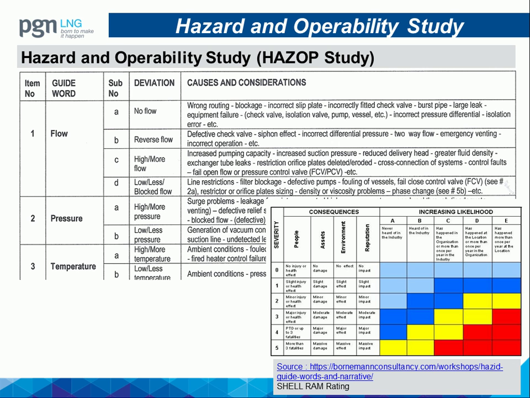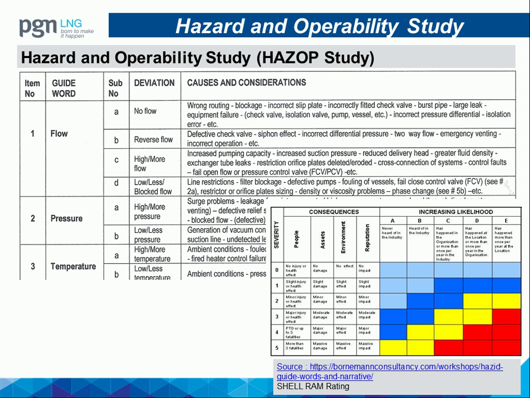So the guide words would be standard, and normally we go one by one, asking, if there is no flow, what would happen? If there is a reverse flow, what would happen? Or if there is high pressure, what is the cause, and what is the effect, and whether there are consequences.